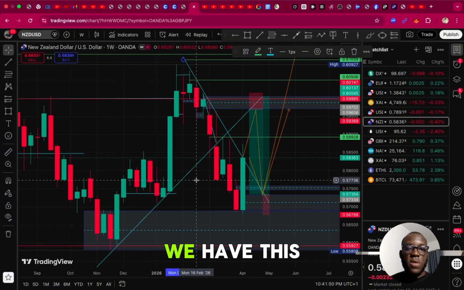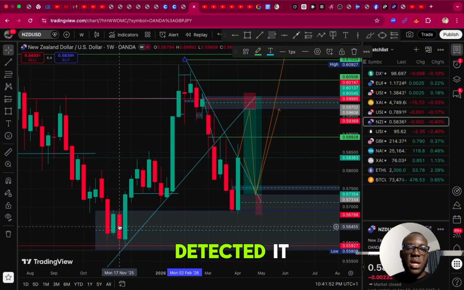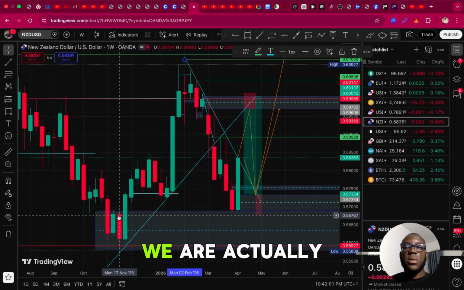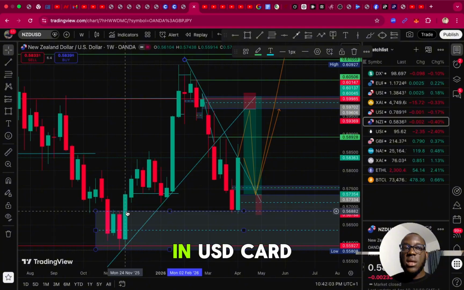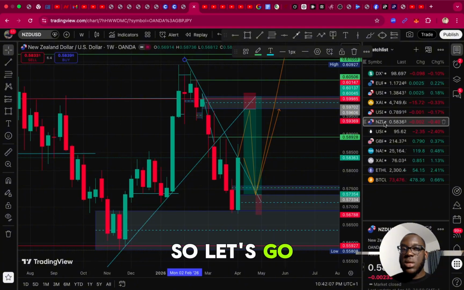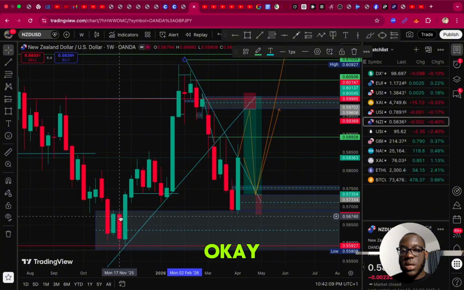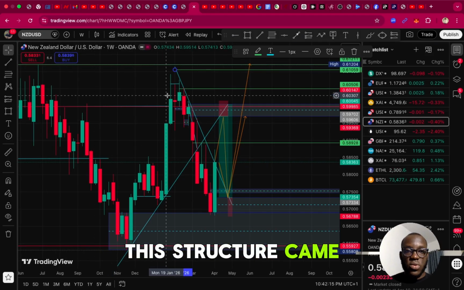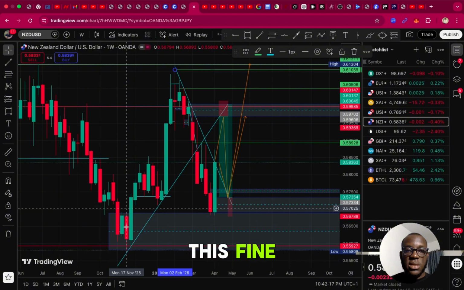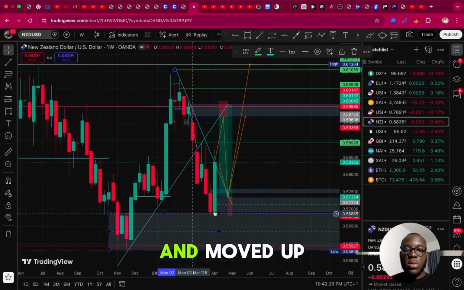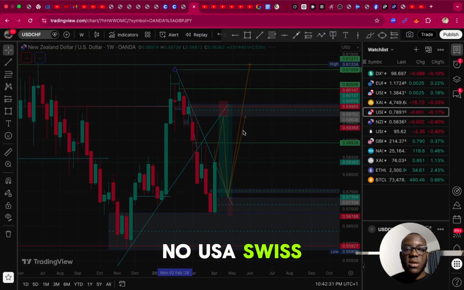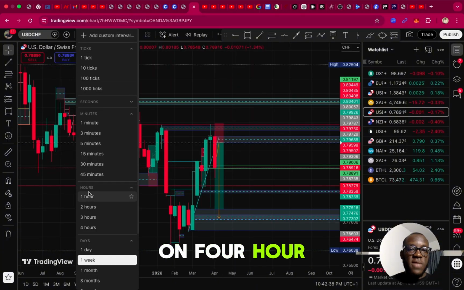So yeah, on the weekly time frame, we have this, the market came and mitigated it. This is the kind of candle that happened. We are actually looking out for this in USDCAD. Look at it. So let's go. I'll still go back to, okay, watch this. If you look at this, the market broke this structure, came back and tested this fine order block here and moved up. So the same thing is what I saw in USD Swiss franc on the 4-hour time frame.